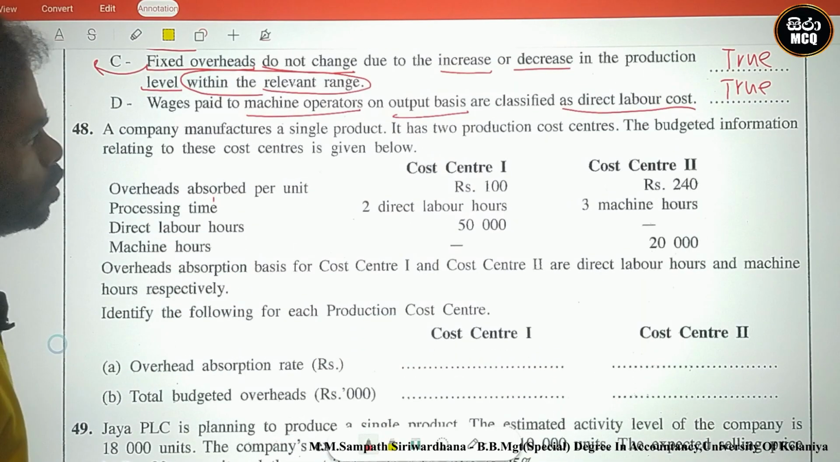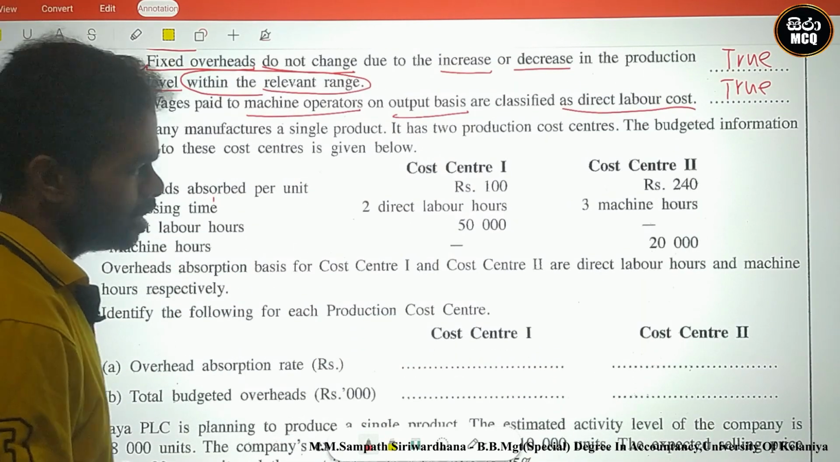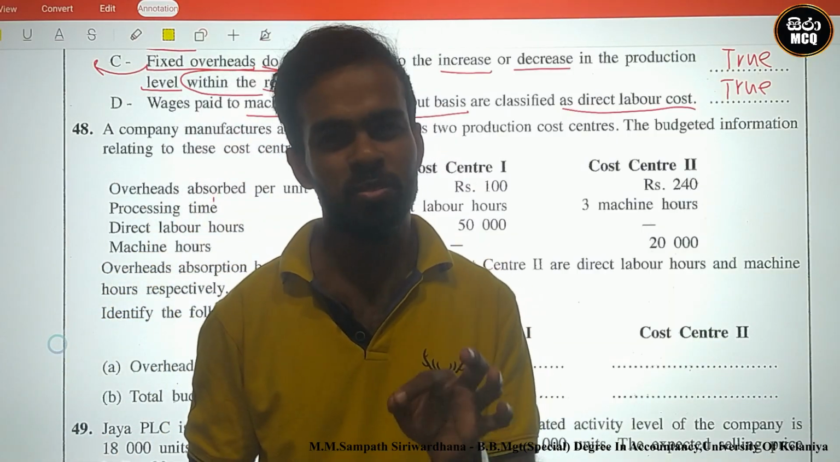Next, this is the overhead cost absorption case. In the next video we meet question number 48.